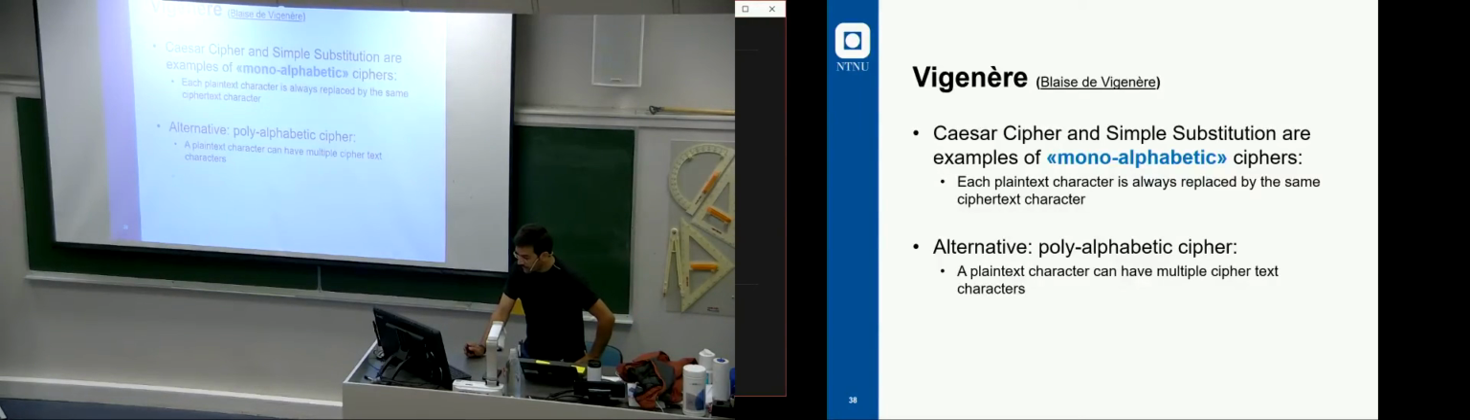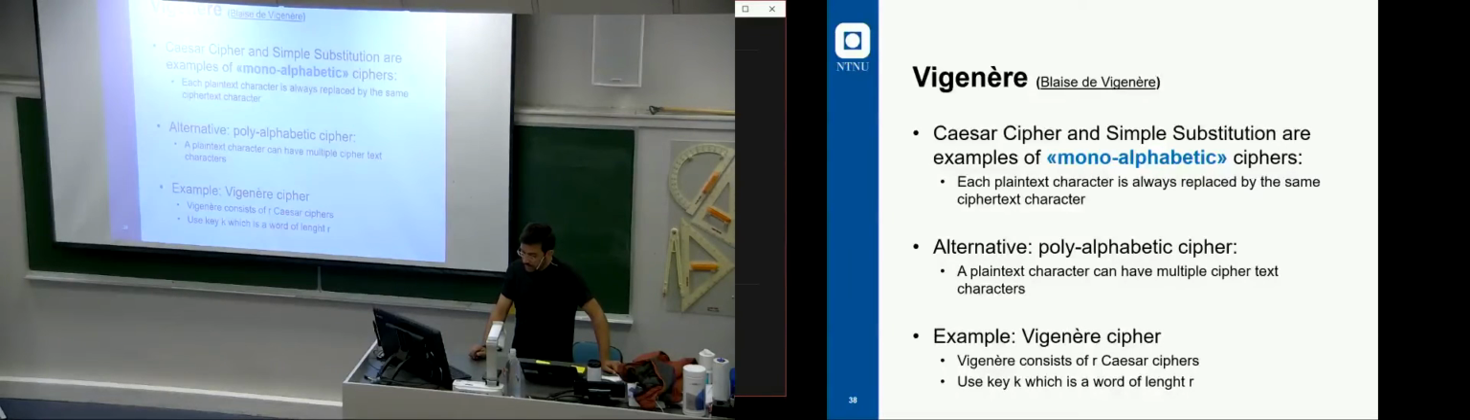The alternative is the polyalphabetic cipher, which is, say, like the Caesar cipher. A plaintext character can have multiple ciphertext characters. Example: instead of one key, we have a key of length R.